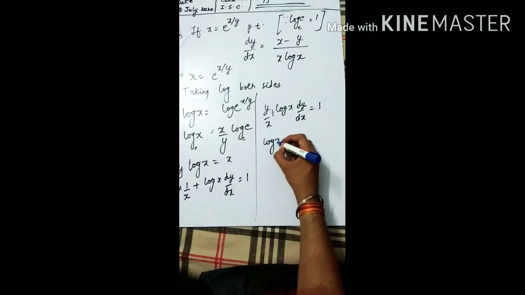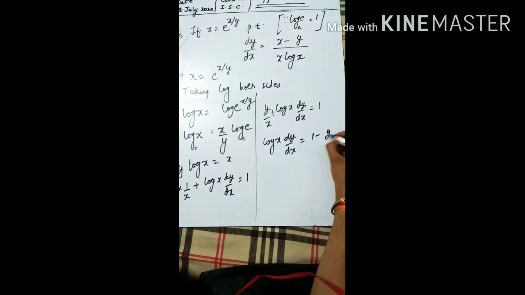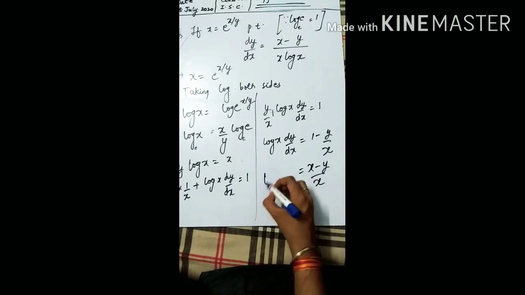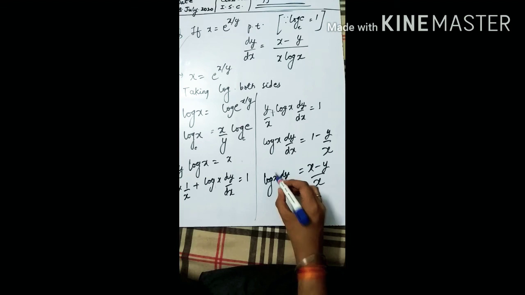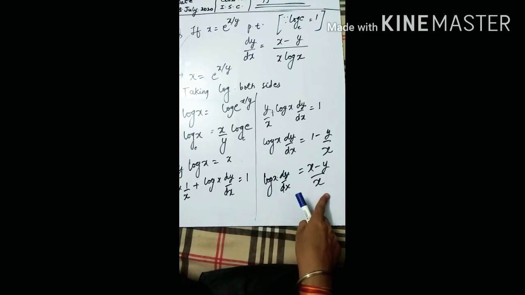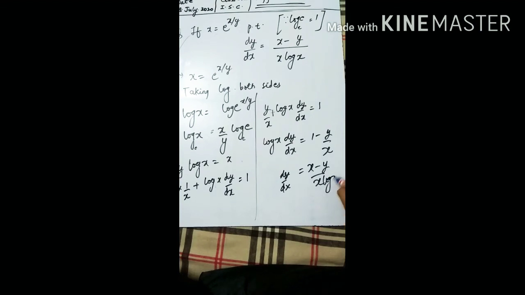Take this term that side, so it will be log x dy/dx is equal to 1 minus y upon x. Take LCM, so we'll get x minus 1 upon x, and here we have log x dy/dx. Take this term here, so it will be in the denominator, so hence you got your proof.